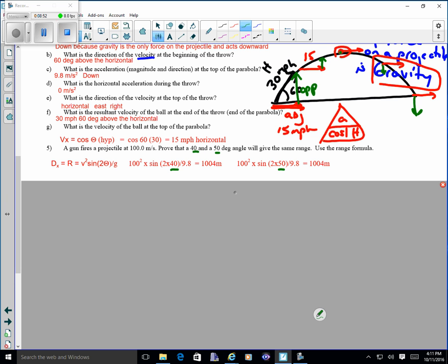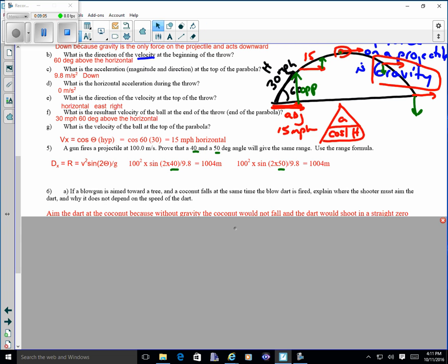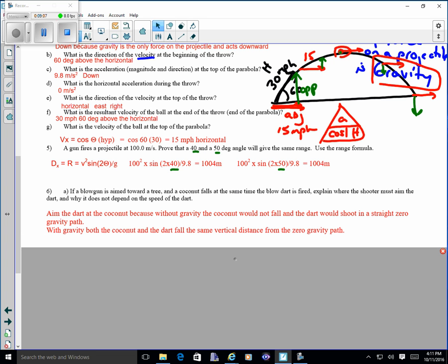Come down to the next one. This is what I call the shoot the monkey demonstration, and in class we'll actually take a blowgun and shoot a tin can falling from the ceiling. But it says if a blowgun is aimed toward a tree and the coconut falls at the same time the blow dart is fired, explain where the shooter has to aim the dart.